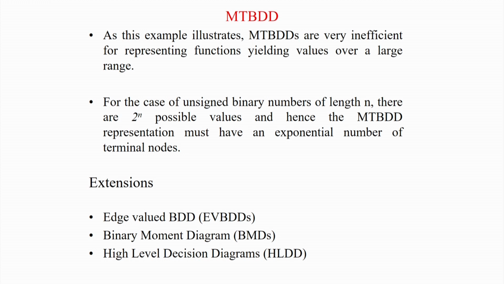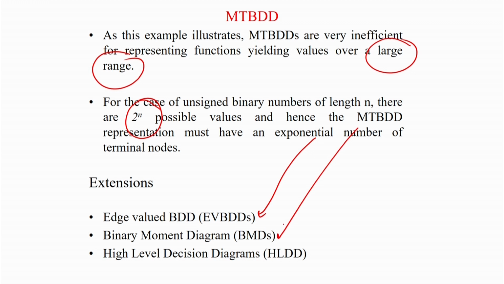So the problem here is that multi-terminal BDDs can implement a large range, because 2000, 3000, 4000 integers can be there, but the problem is there are 2 to the power n possibilities, because the philosophy is very similar to a binary decision tree. But there are some extensions like edge valued BDD or binary moment BDDs. They take the philosophy of binary decision diagram and apply it on multi-terminal BDD and compress it.